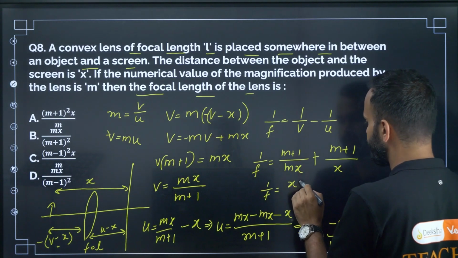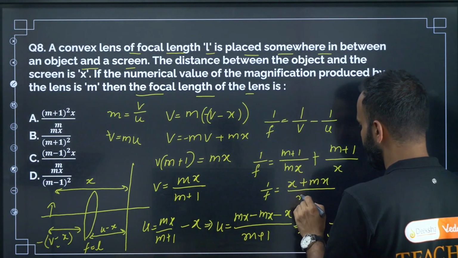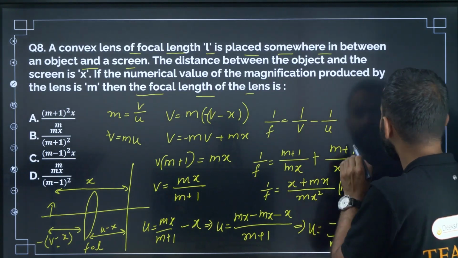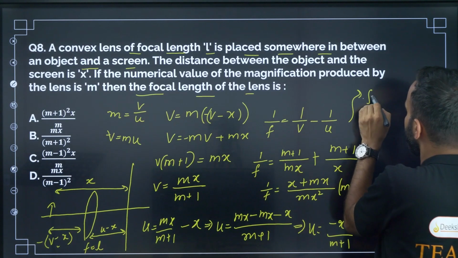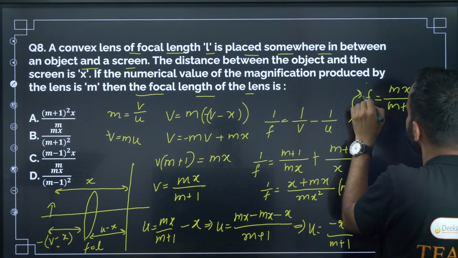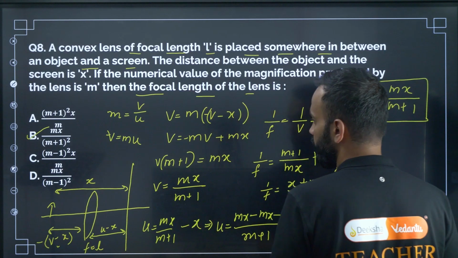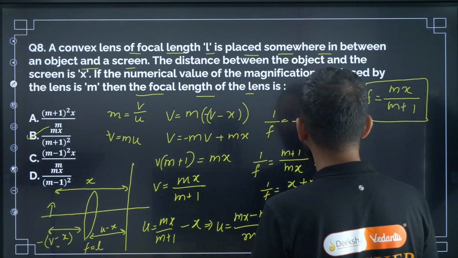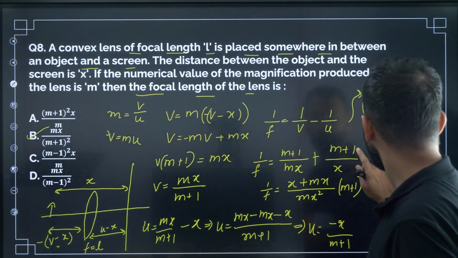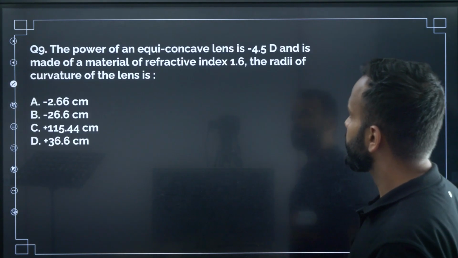So now 1 divided by f is equal to, take m plus 1 as common, x plus mx divided by m into x square into m plus 1. Now solve this, you will get the focal length f is equal to m into x divided by m plus 1. So the correct option is B, m into x divided by m plus 1 whole square, not m plus 1, m plus 1 whole square. Yeah.